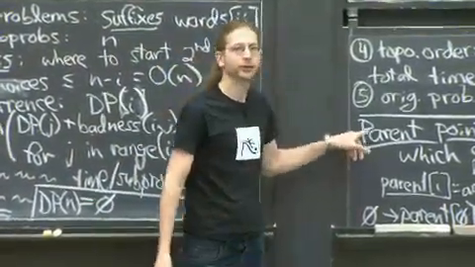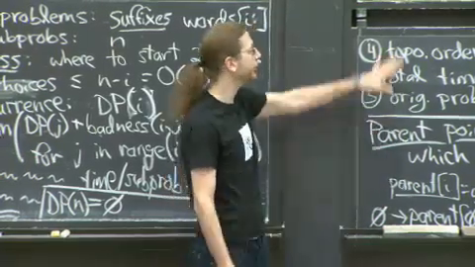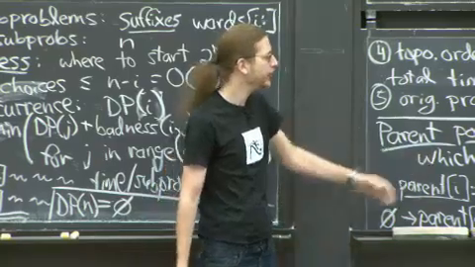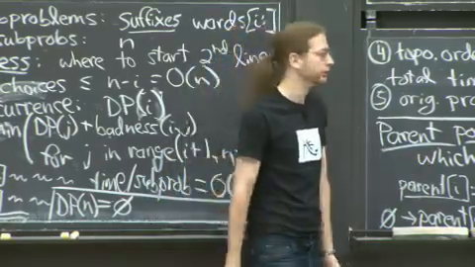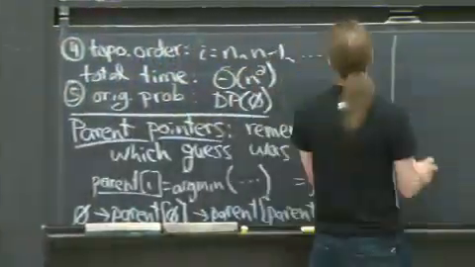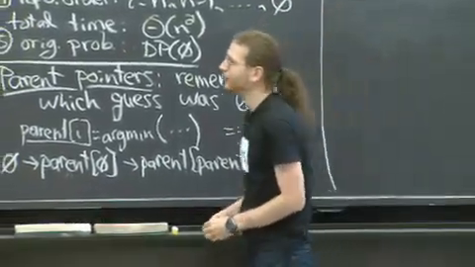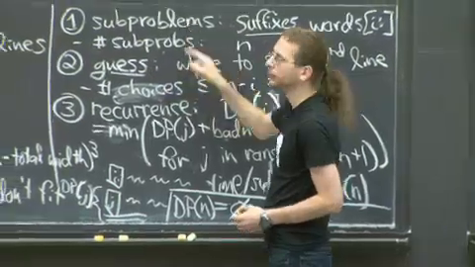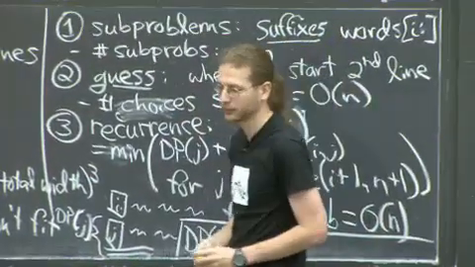Parent pointers, also no thinking required. As long as you're following the structure of try all guesses, compute some value, just remember what the guess was, you reconstruct your solution. It's the great thing about dynamic programming is how much of it is automatic. The hard part is figuring out what to guess and then what your subproblems are, or the other order, whatever works.